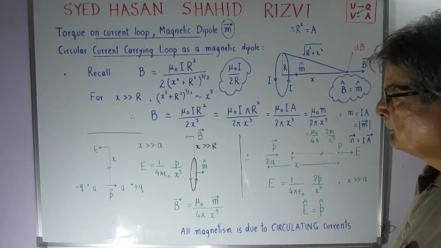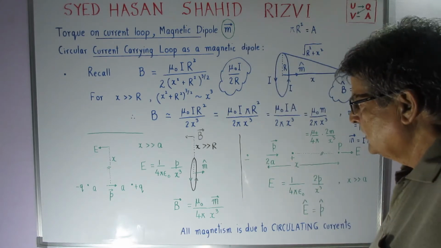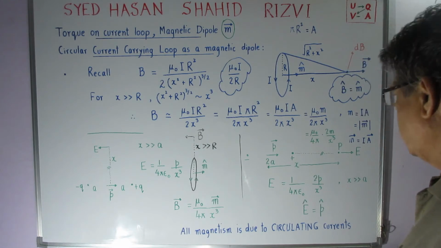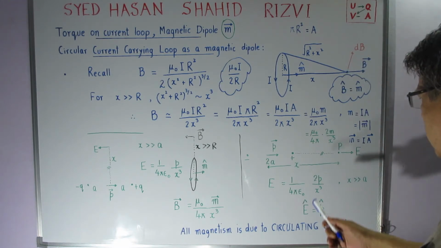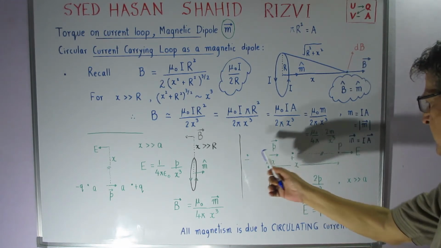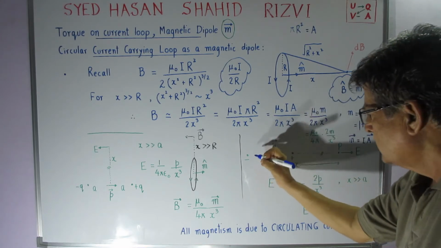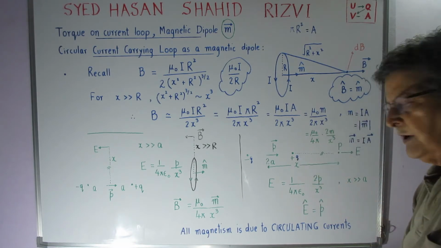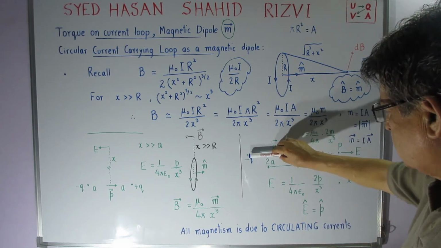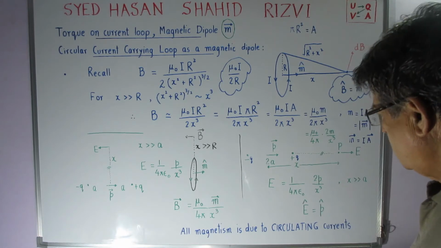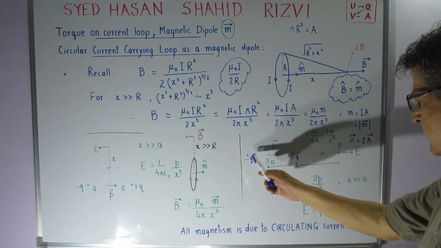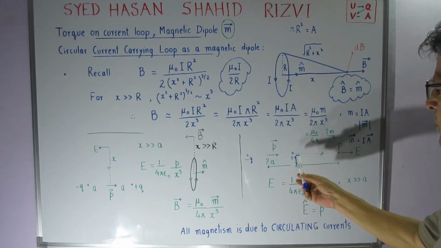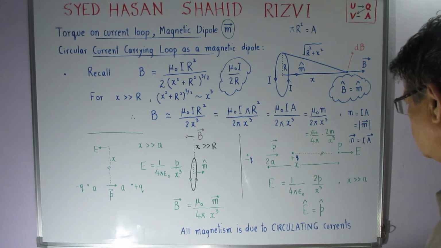Now, this is one recall. Then I want to make another recall, and that is the case of the electric dipole. Okay? Electric dipole, I have minus Q and plus Q. This is minus Q and this is plus Q. The two charges. And the direction of the electric dipole vector is from minus to plus, and P is equal to 2a into one of the charges, that is magnitude wise.